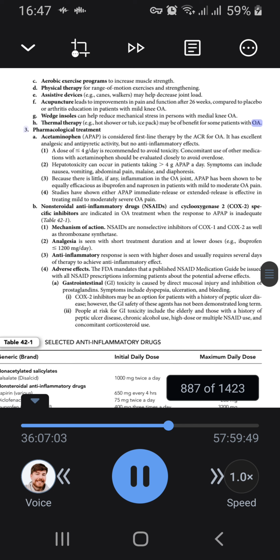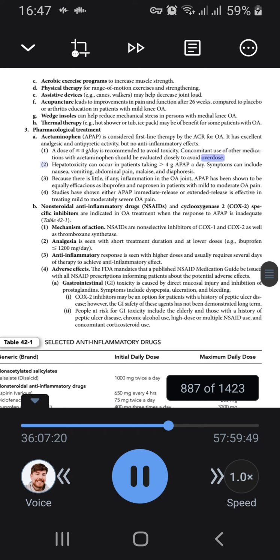3. Pharmacological treatment. A. Acetaminophen, a PAP, is considered first-line therapy by the ACR for OA. It has excellent analgesic and antipyretic activity, but no anti-inflammatory effects. 1. A dose of 4 grams a day is recommended to avoid toxicity. Concomitant use of other medications with acetaminophen should be evaluated closely to avoid overdose.